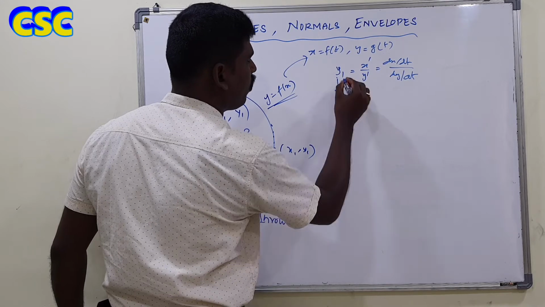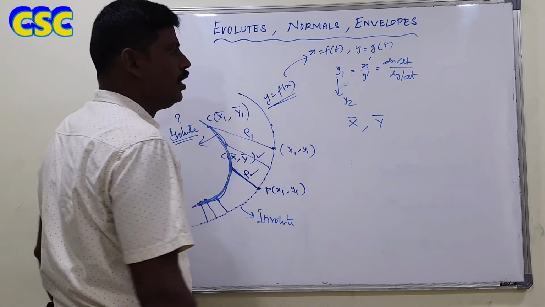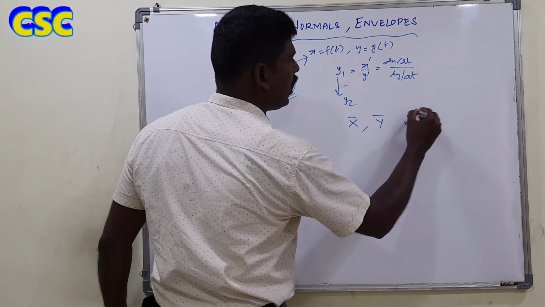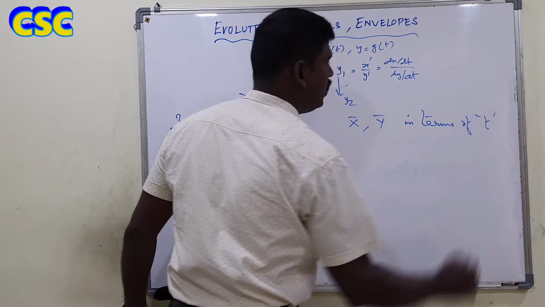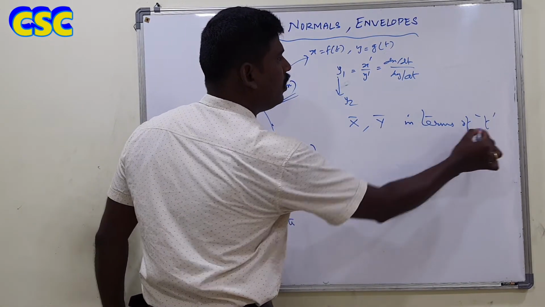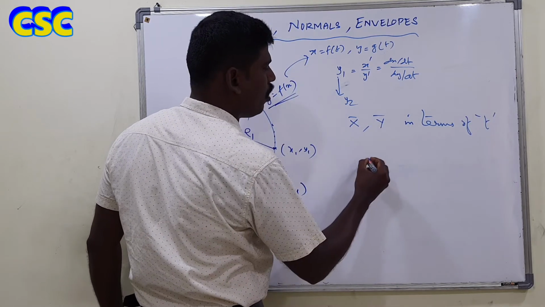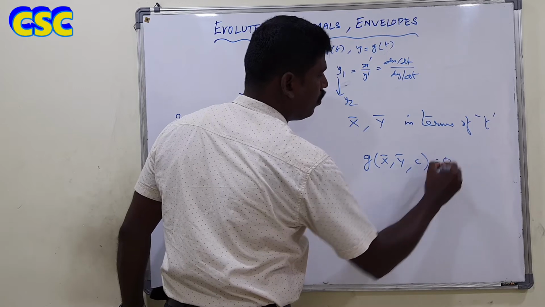After finding y1 and y2, you can go for finding x bar and y bar in terms of the given parameter t, right? So, what is the third step? Eliminating the parameter t from x bar, y bar to obtain the relationship g of x bar, y bar, c equals 0.